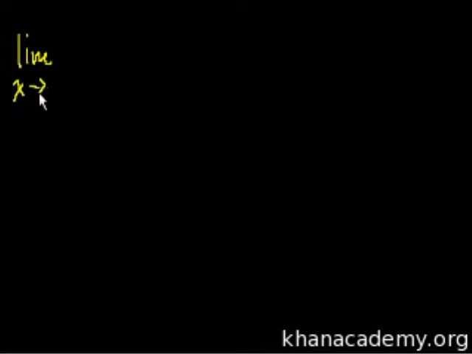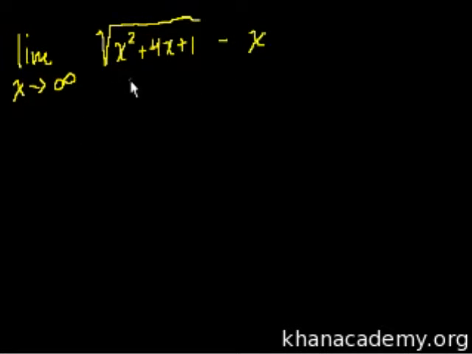as x approaches infinity of the square root of x squared plus 4x plus 1 minus x. So when you look at this, you're like, well, let's see what's happening here. As you go to infinity, this term will get really big, but then we're taking the square root of it, and it seems like this term would overpower this term, so maybe this converges to x, but then we would subtract an x, so maybe it approaches 0.